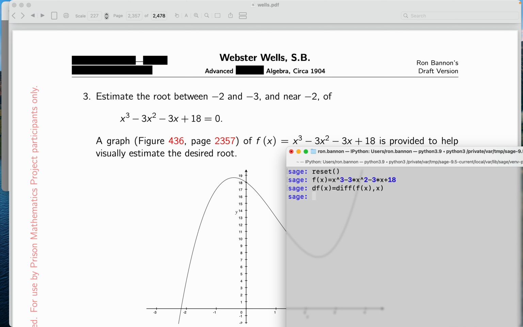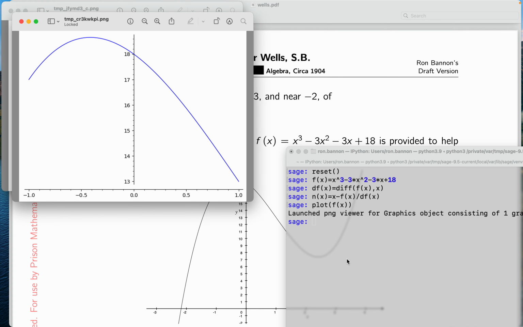And then I'm going to define another function called Newton's method. And Newton's method is x minus f of x divided by df of x. All right, and I'm going to hit return. And like before, I know there's a graph over there, but I'm going to plot f of x, and who knows what's going to happen. Let's see what happens. And I'm seeing a picture over here.